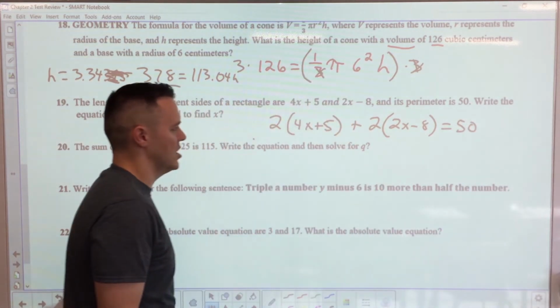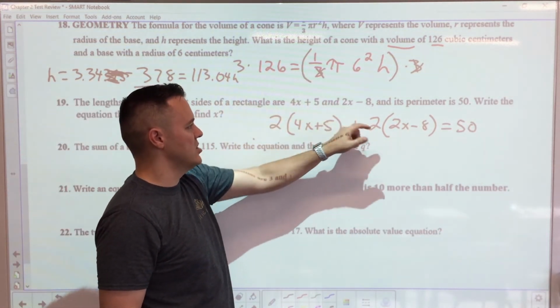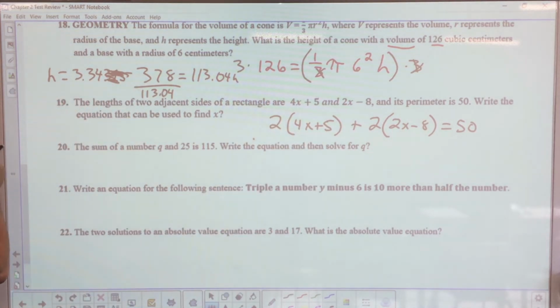That is your equation, ladies and gentlemen. Make sure you understand that it's 2 sides of the rectangle.